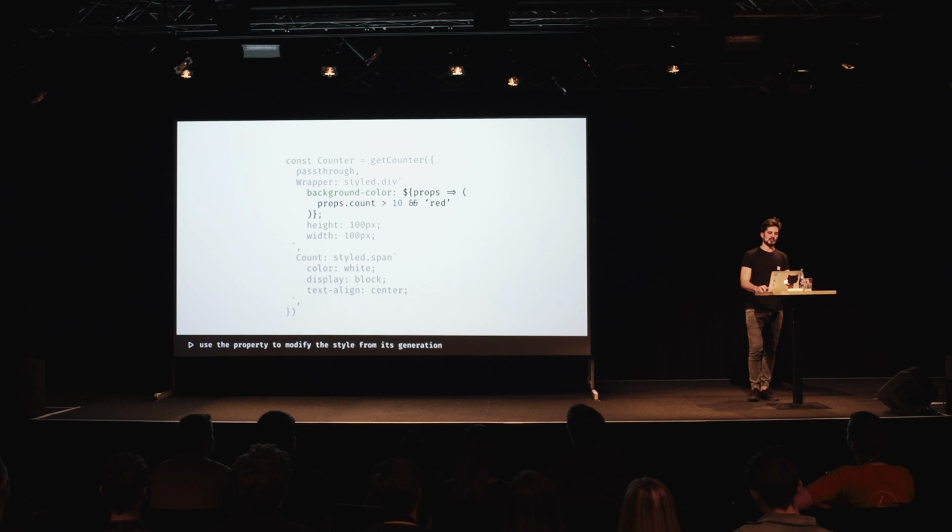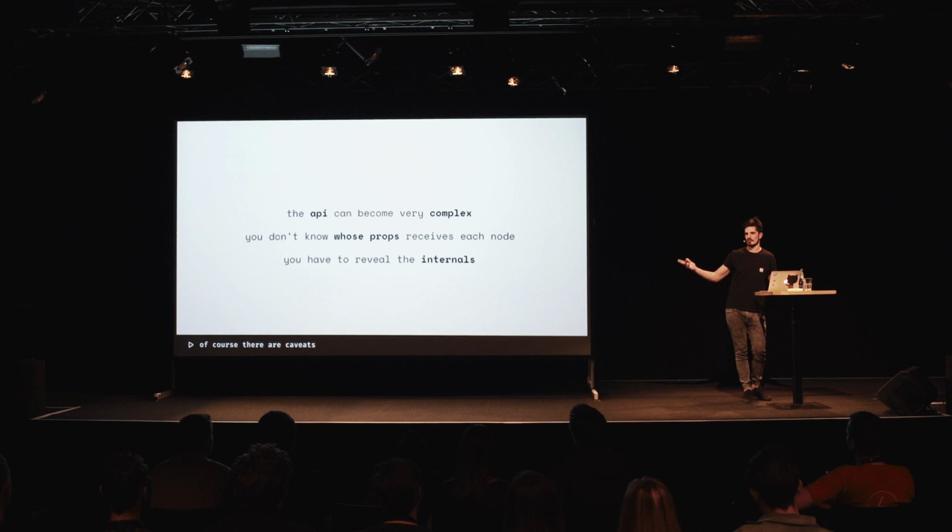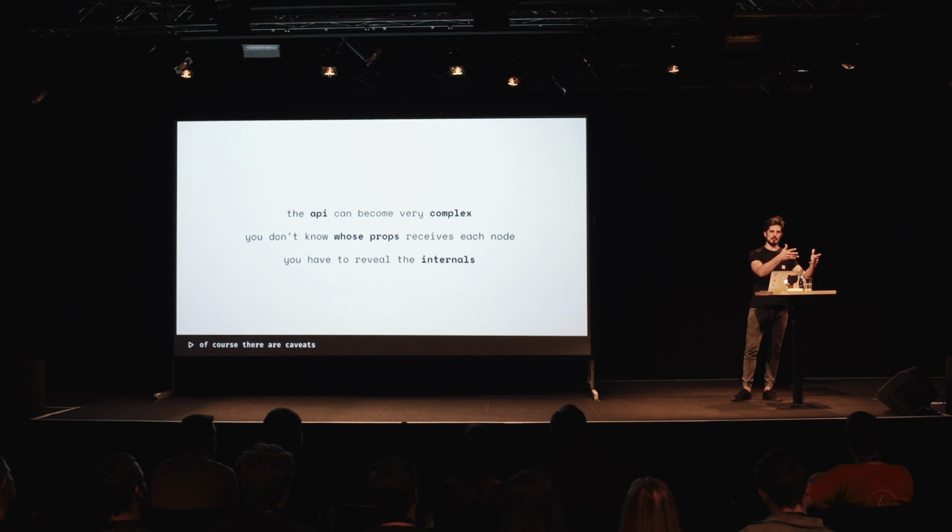But of course, this is not perfect, because the API can become very complex. This is an easy example with a counter, just two nodes. But imagine that date picker that I showed you before, where you have weeks, weekdays, days, months, a wrapper for the months, the next button, whatever. You have a lot of stuff there. So as you start customizing and passing many properties and changing how the properties are orchestrated internally, the API can become very complex. And you can get to the point where you are not exactly sure what props each node receives. And the other problem is that you have to reveal the internals. You have to tell what is the structure of the component, how the component is going to be rendered in the end. Still, you can browse it using the DevTools. But it's a caveat, right?